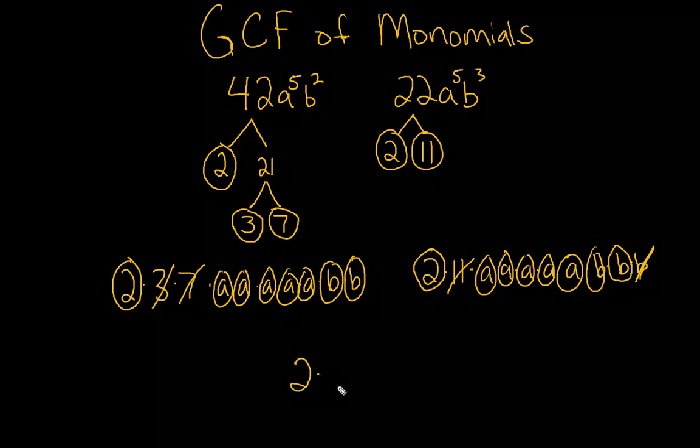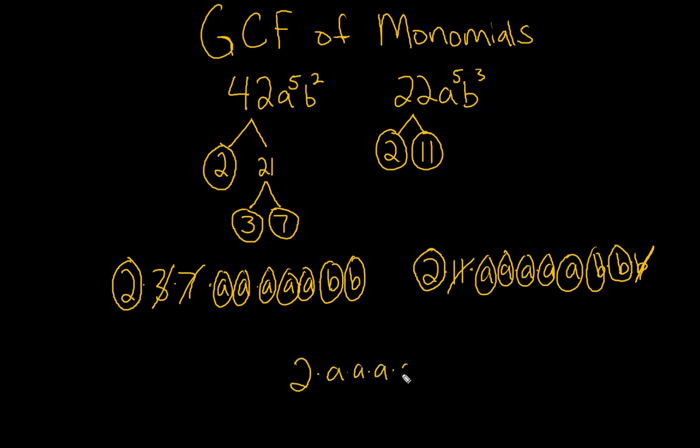So we're going to have 2 times A times A times A times A times A times B times B, and that simplifies to 2a to the 5th b squared. You may have recognized that from the beginning: the greatest common factor between 42 and 22 is 2, I have a to the 5th and a to the 5th, and I only have b to the 2nd here. Maybe you recognized it, but this is a systematic way to find the greatest common factor of monomials in case you find yourself stuck, and that is your final answer.